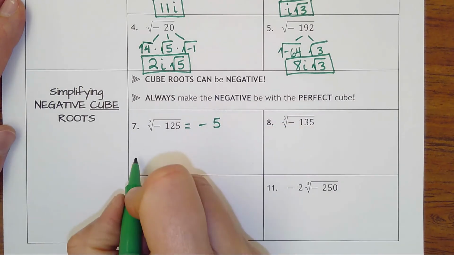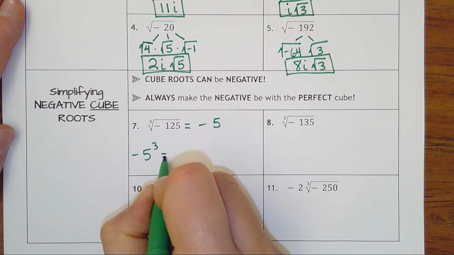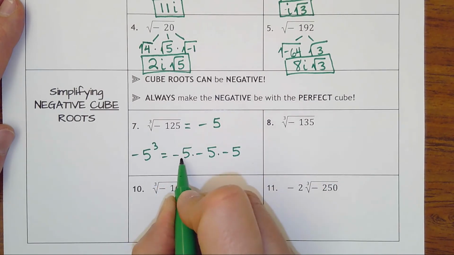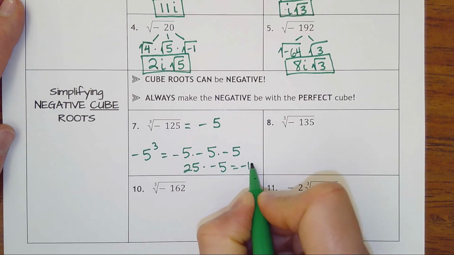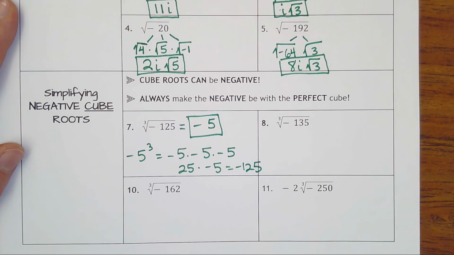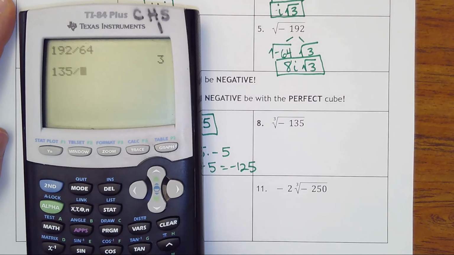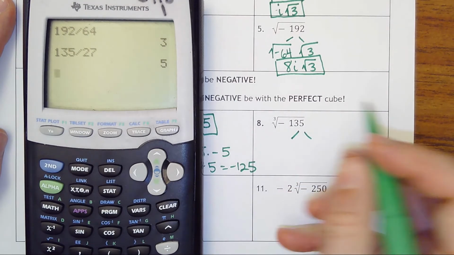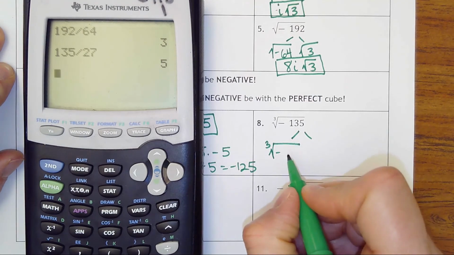And let's check that. So I should be able to say that -5 to the 3rd power equals -125. So let's check. -5 times -5 times another -5. This would make 25. Positive, right? And then times another negative would make -125. So again, cube roots can be negative, square roots cannot. All right, number 8, cube root of -135. I'm guessing there is a 27 in that. Yep. Okay, so I'm going to make the negative go with the perfect cube, 27.